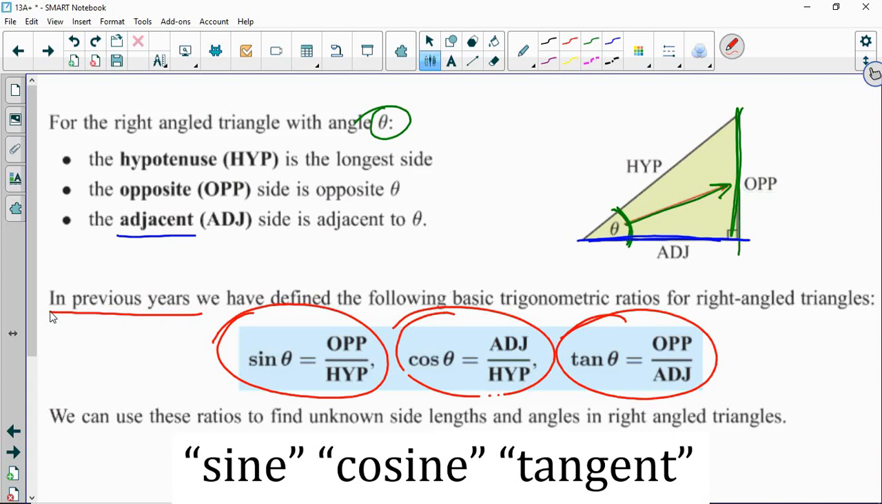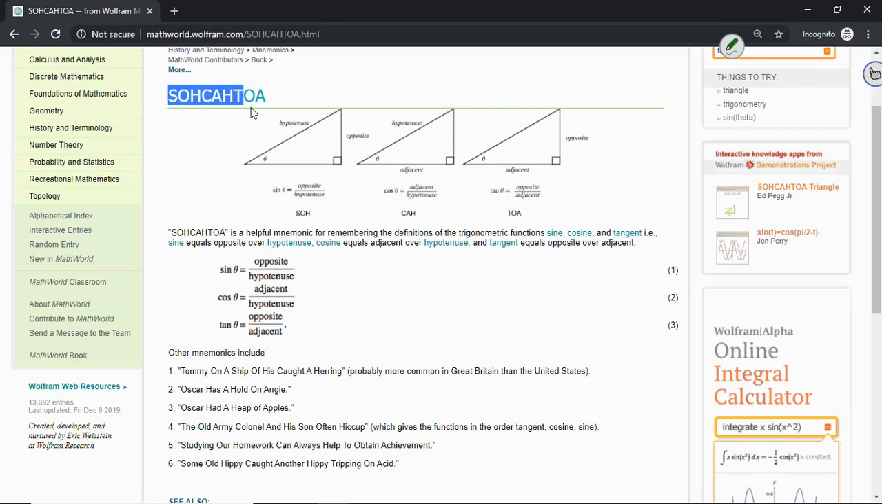It's really important that you memorize what these three ratios are. So when I was in high school, I just memorized this word up here, SOHCAHTOA, and that tells us sine is equal to opposite over hypotenuse, cosine is equal to adjacent over hypotenuse, tangent is equal to opposite over adjacent. That was enough for me.